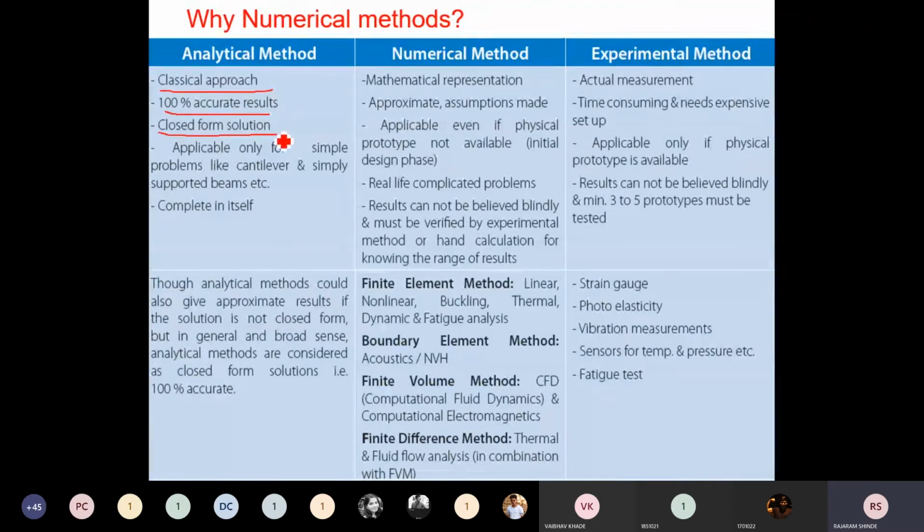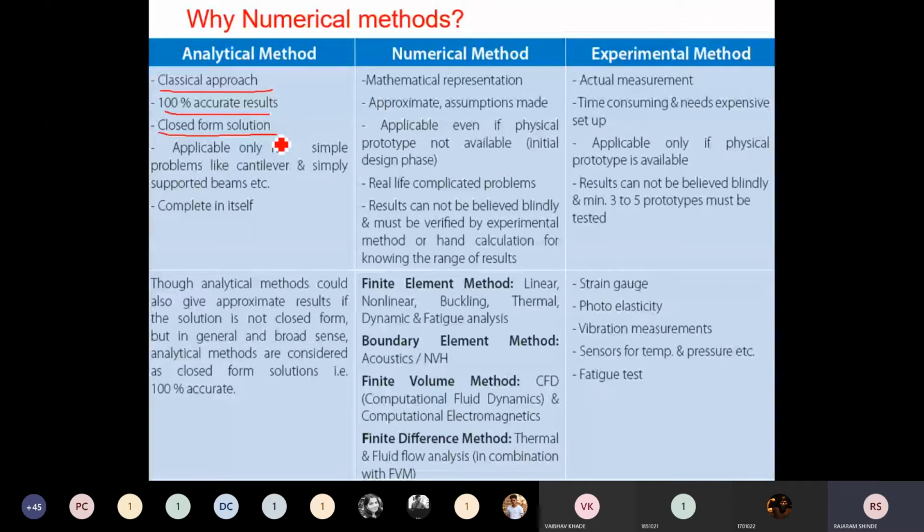Closed form solution means what? Here, the input given to the system, that means the applied load, that is your input given to the system. The applied load will be equal to the reaction calculated from the analytical method. There will not be any difference between input and output.